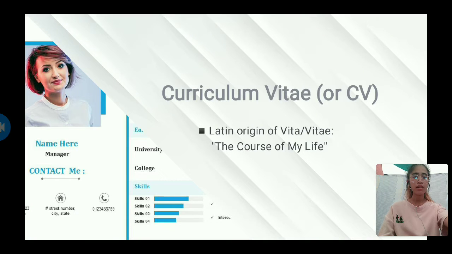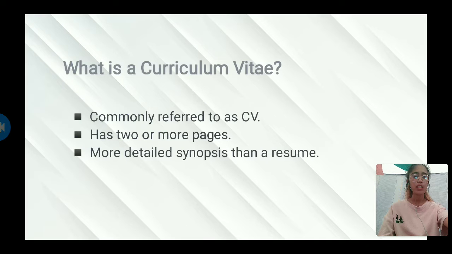Curriculum vitae, from the Latin vita or vitae, means the course of my life or the happenings in your life. It is a biographical overview of a person's education, relevant experience, and other information that demonstrates the person's personal qualifications. It is commonly referred to as a CV. It has 2 or more pages, and it's a more detailed synopsis than a resume. Later we are going to find out the difference between a CV and a resume.